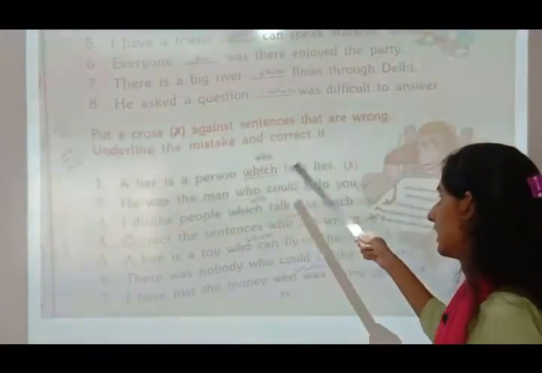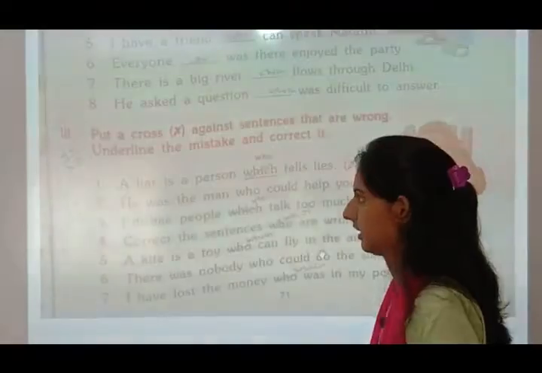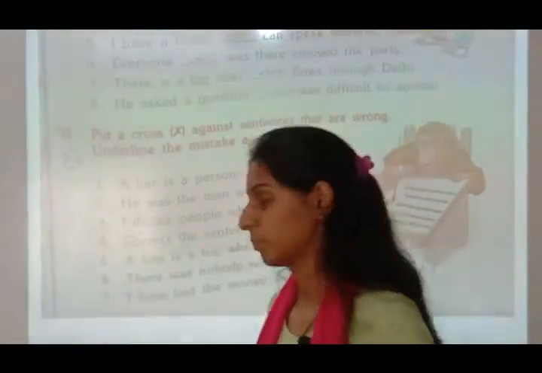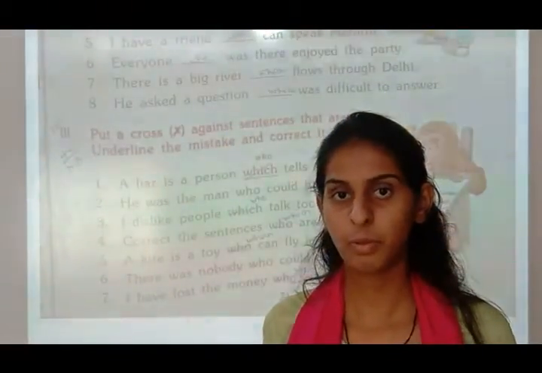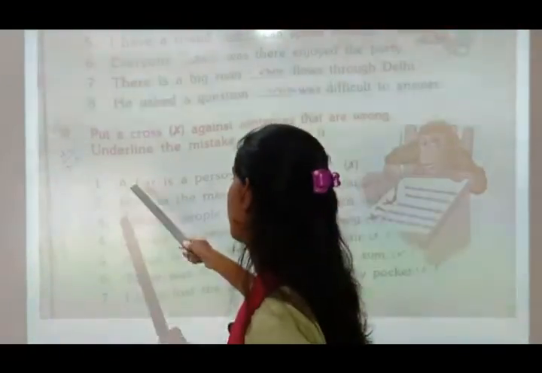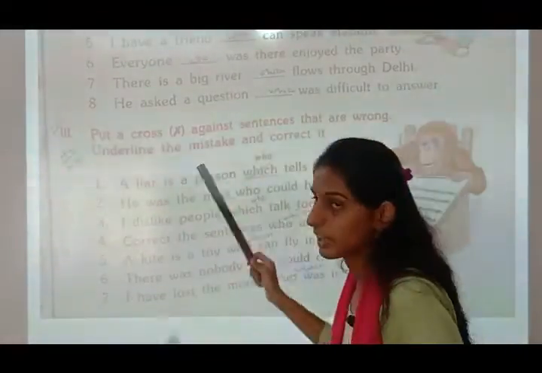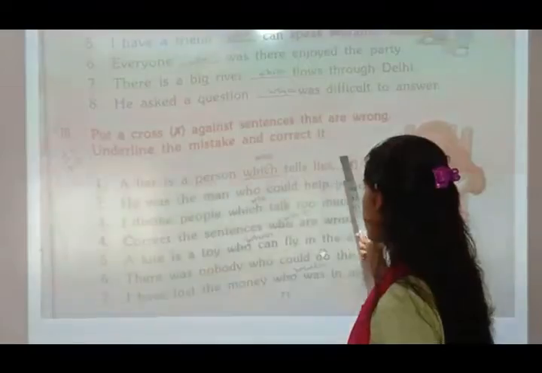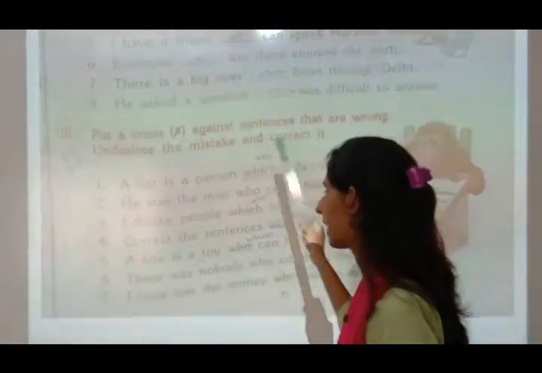Put a cross against sentences that are wrong, underline the mistake and correct it. That means you have to see each sentence and put a tick mark or a cross. If the sentence is incorrect, you have to put a cross, and if the sentence is right, you have to put a tick mark. First is: A liar is a person which tells lies. Now I have told you that for a person we will use who, not which. That's why this sentence is wrong. We have to put a cross over here and we have to write who.